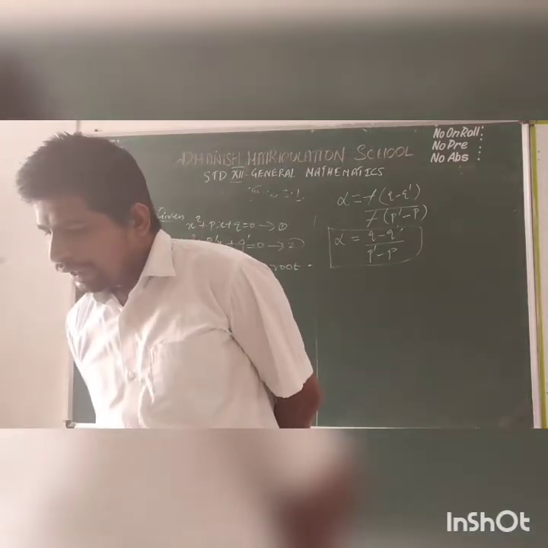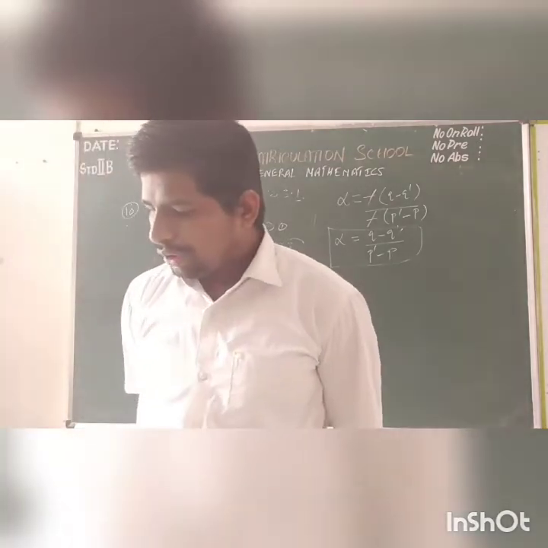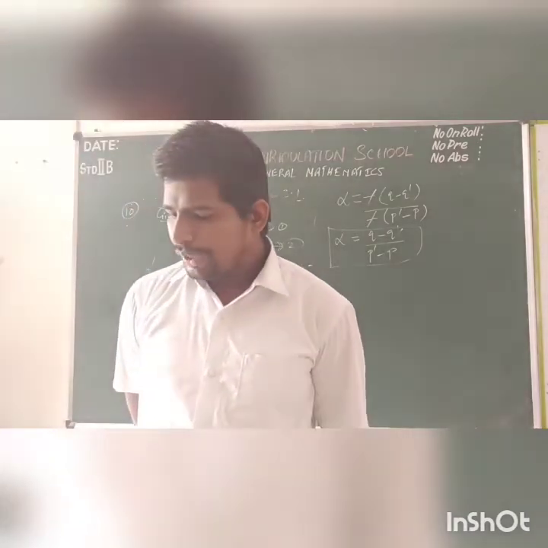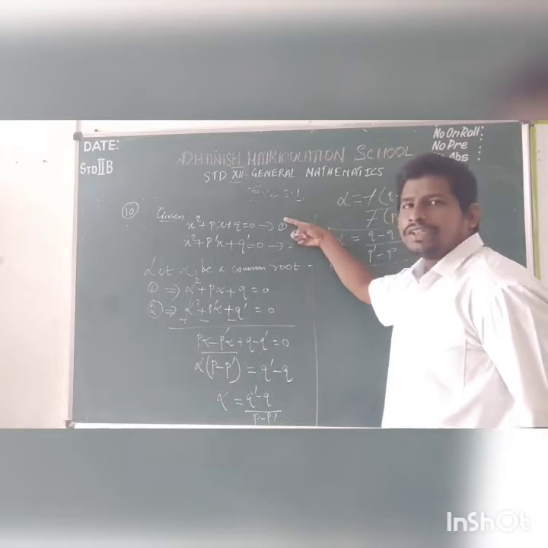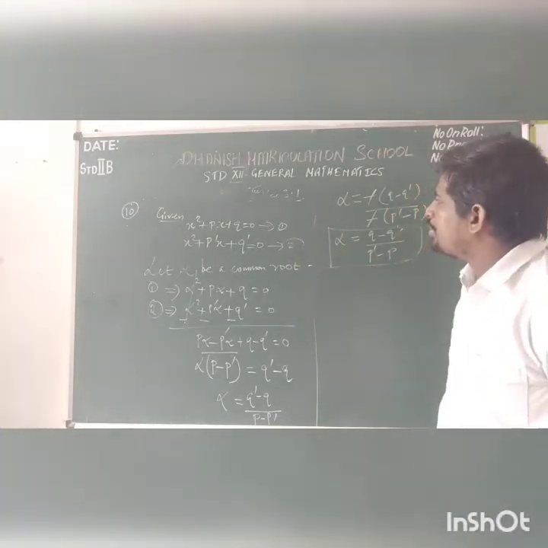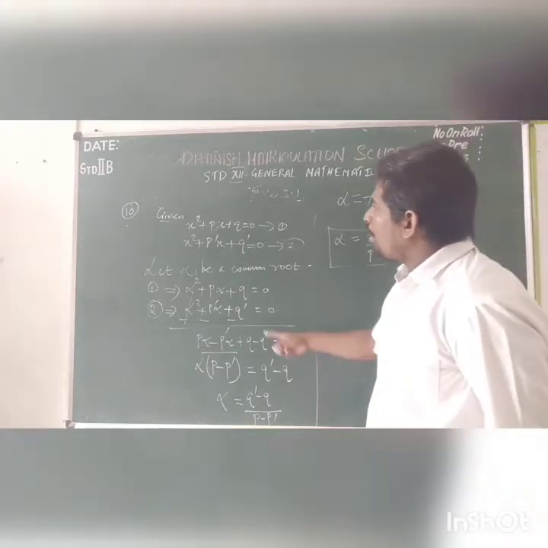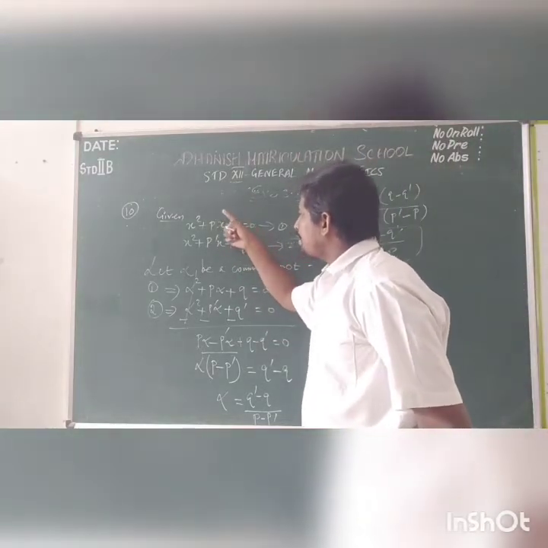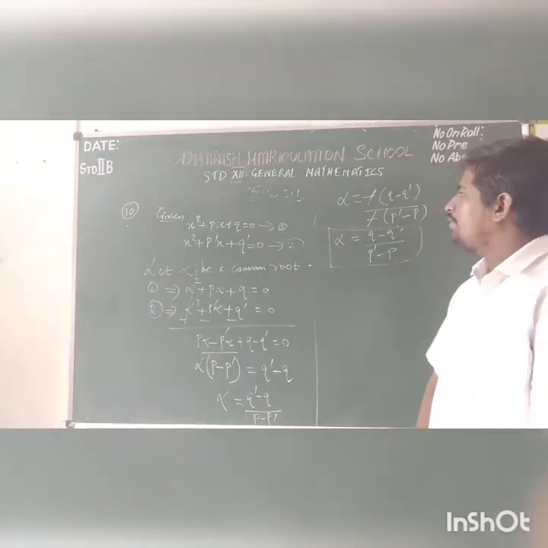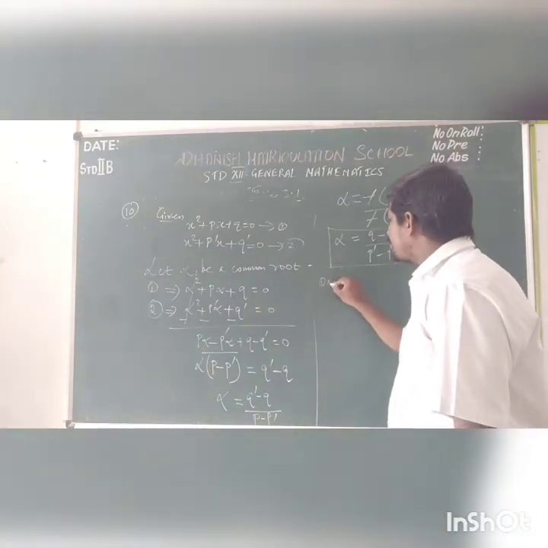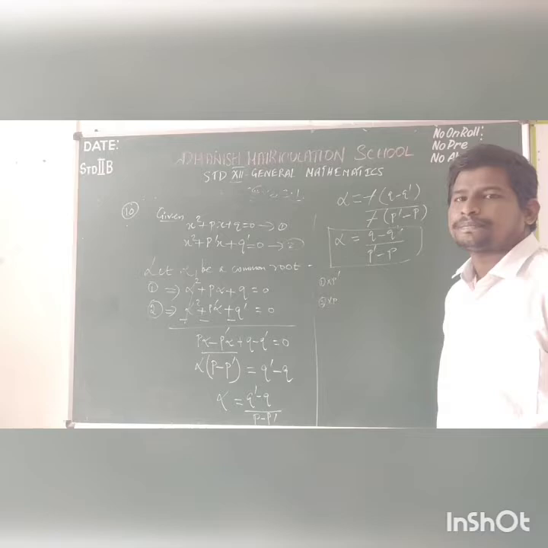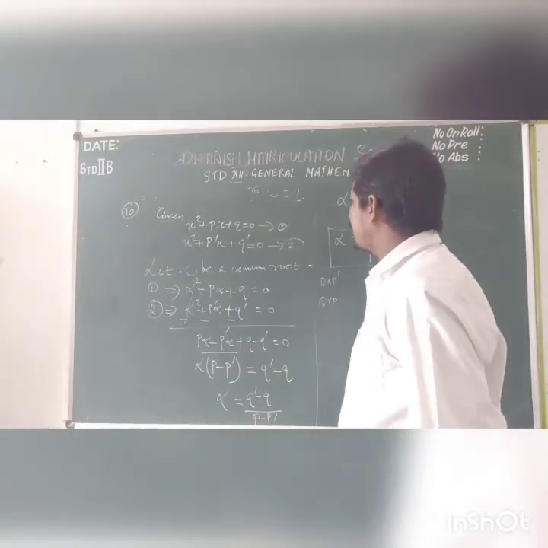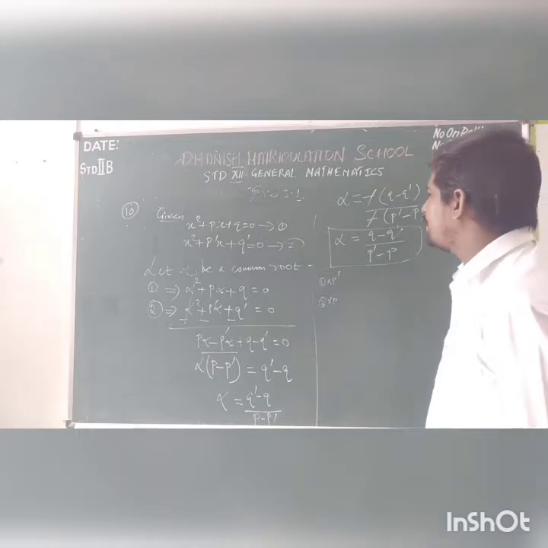Now I am going to find the one more result, alpha as (pq dash minus p dash q) divided by (q minus q dash). For this I am going to solve equation 1 and 2 again. Here I am going to make the coefficient of x in equation number 1 and 2 the same. For that I am going to multiply equation 1 by p dash, equation 2 by p. What will happen?